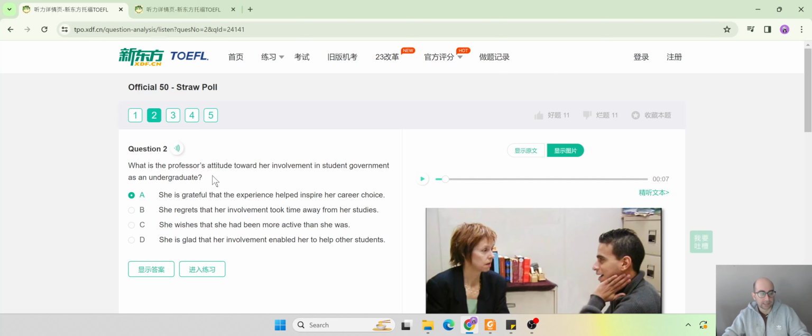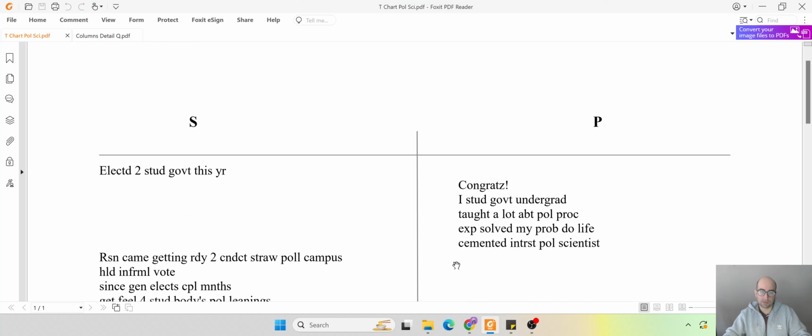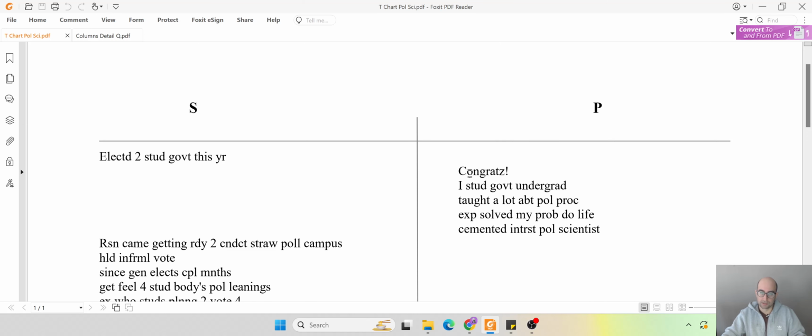Okay, so we're gonna come to our notes. Now, this one was about a conversation style listening. So you could see I have S for student up here and P for professor right there. Now, I want to focus on the P column because in this T chart, they're asking me about the professor's opinion or attitude towards something. Okay, so let's see. About student government, right?